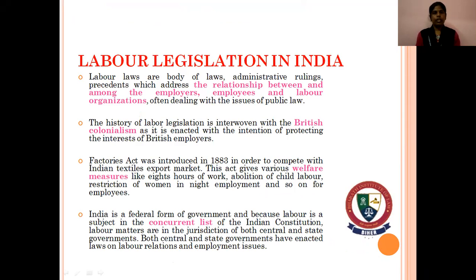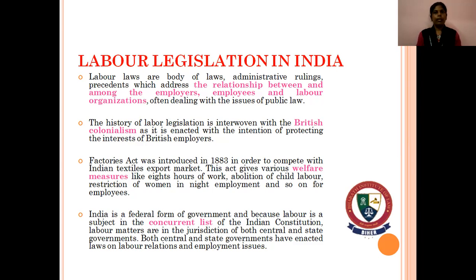So labor legislation has taken place in India during the period of British colonialism. The first and foremost objective and purpose of labor legislation is to define the relationship between the employer and the employees. Unless we know what is the relationship between the employer and employee, it will be very difficult for us to define what their rights and bounded duties are. So the main objective of labor legislation is to define the relationship between the employers and the employees.